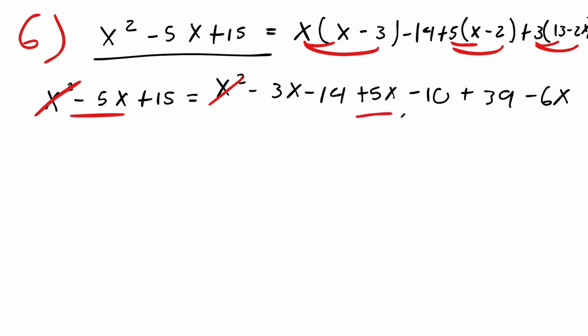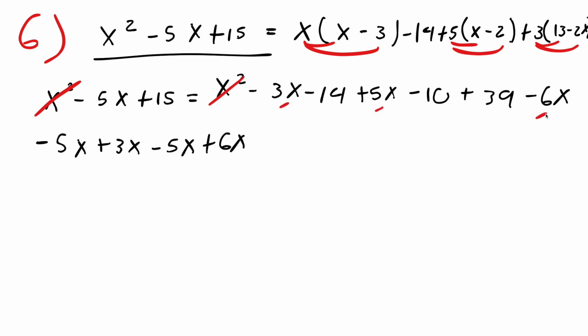So now that we have simplified this equation a little bit, let's start putting variables on one side and constants on the other. Minus 5x plus 3x, because I changed the sign, minus 5x plus 6x. Remember, this one and this one change the signs. That is equal to minus 14 minus 10 plus 39. Those remain the same. But what about the positive 15? It changes sides, and so it is negative 15.